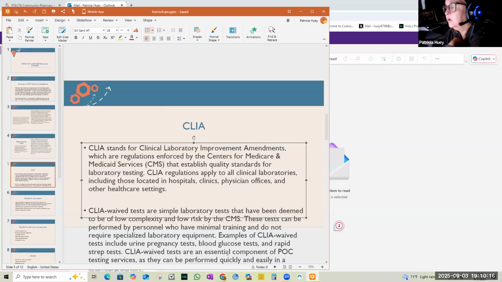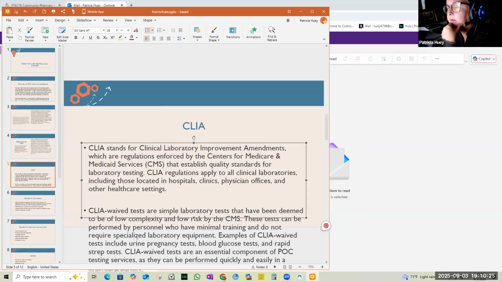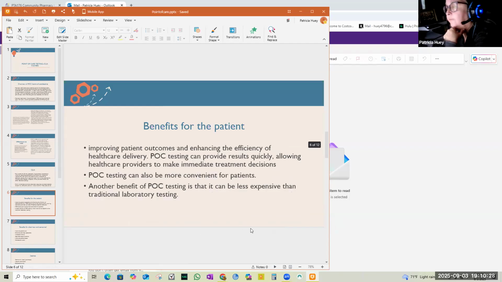CLIA waived tests are an essential component of POC testing services as they can be performed quickly and easily in that setting. The benefits: it improves patient outcomes and enhances the efficiency of healthcare delivery. POC testing can provide results quickly, allowing healthcare providers to make immediate treatment decisions. And it can also be more convenient for the patient because they can have it done at the same time that they're there. They don't have to make an appointment at a laboratory or show up to a laboratory and wait maybe an hour or so before they can be pulled back.